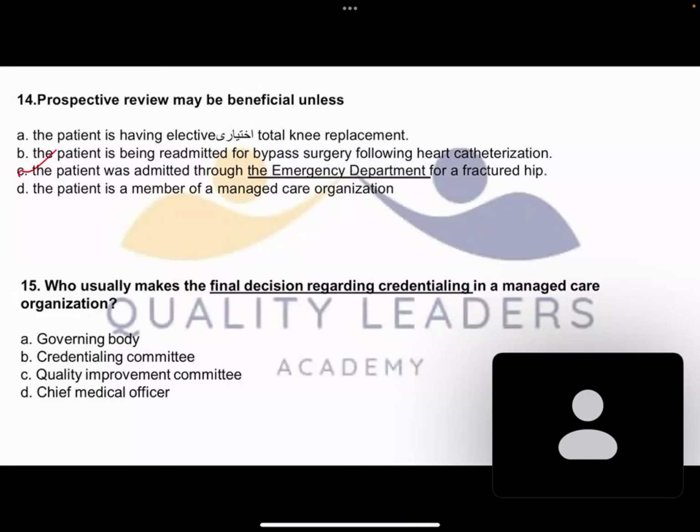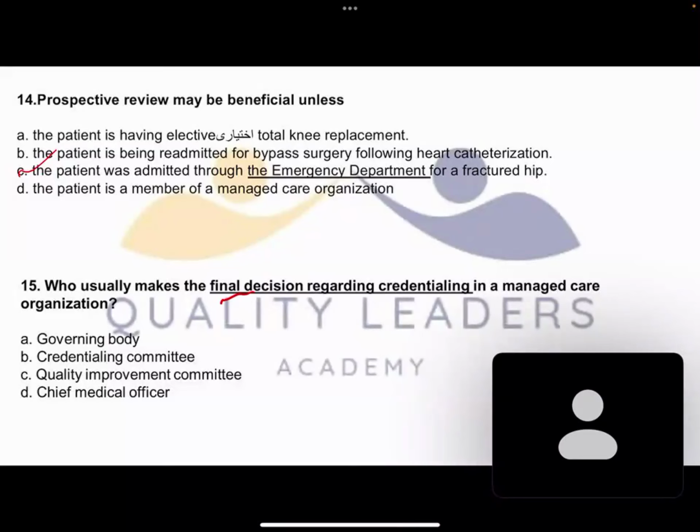So number 15. Who usually makes the final decision regarding credentialing in a managed care organization? A, governing body. B, credentialing committee. C, quality improvement committee. D, chief medical officer. This is quite tricky. What's your answer? Letter B. Very good.